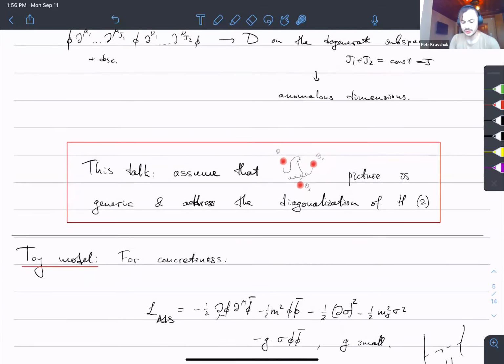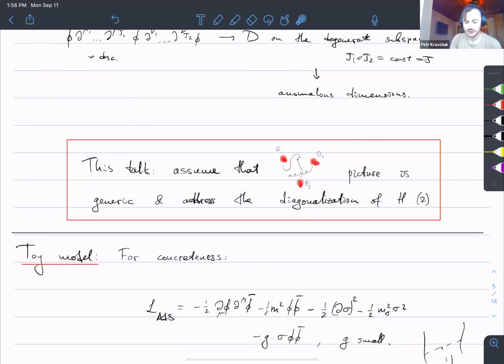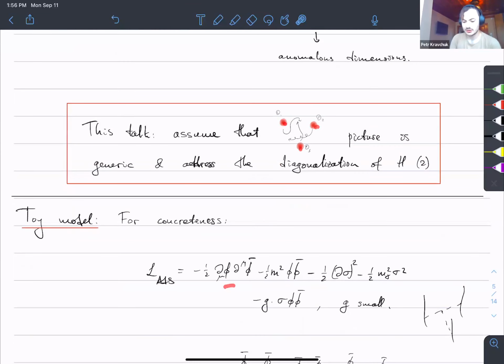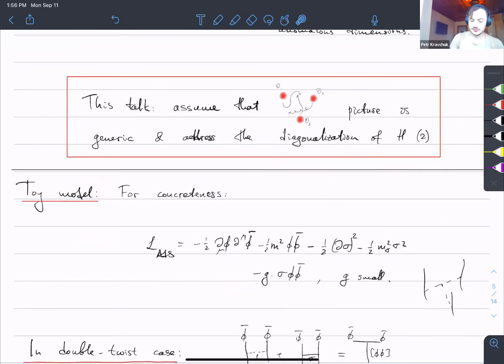So I'm just modeling here each blob as a phi particle in AdS, and the interaction is just being mediated by a sigma particle. That's a model. I'm just trying to see how far I can get with this model, and then we can talk about more complicated things. My point is that I think we can learn something from here, which is going to be useful, even if you start complicating things by multi-particle interactions and so on.